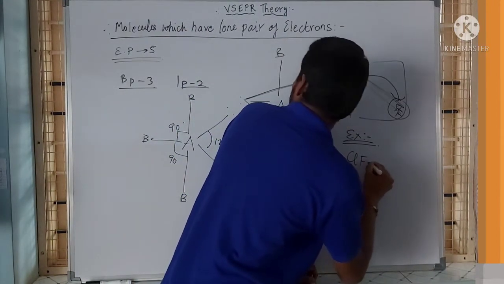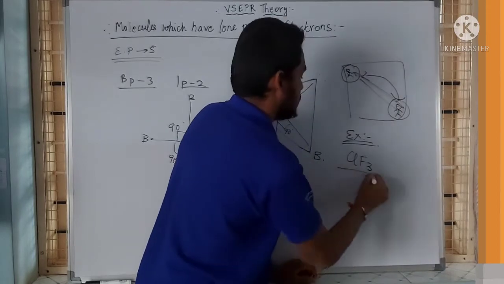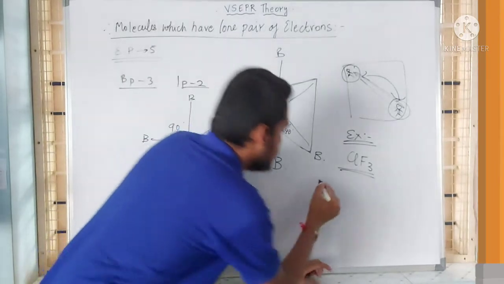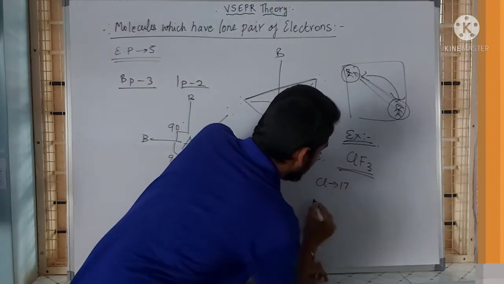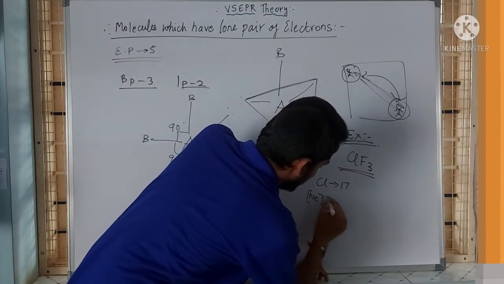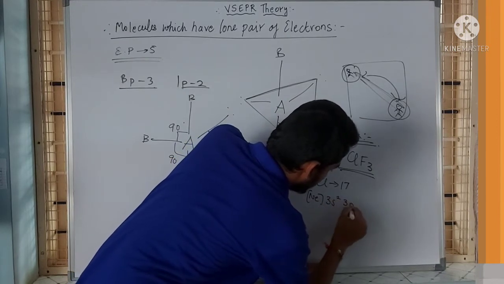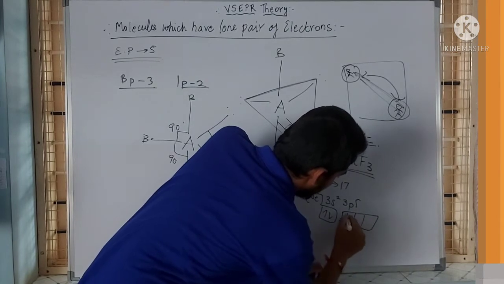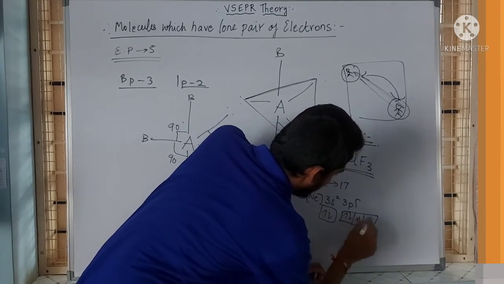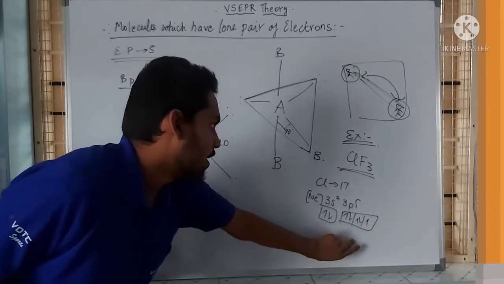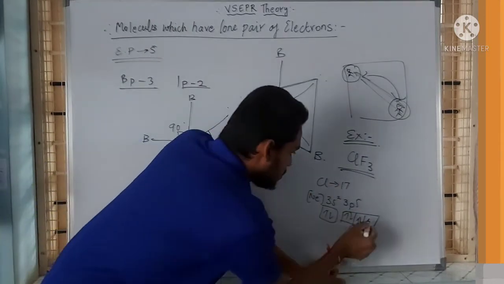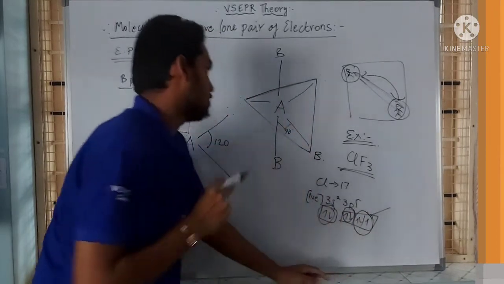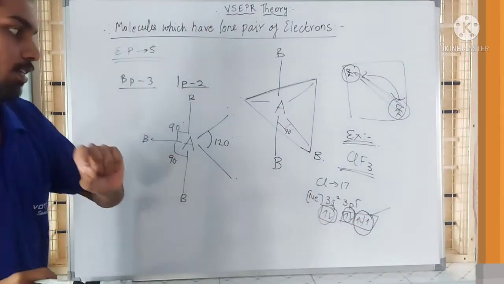ClF3. This is ClF3. Why? Chlorine has two lone pairs of electrons. How? Chlorine has 17 electrons, so it is neon core, then 3s2, 3p5. 2 electrons here, then 1, 2, 3, 4, 5. So I needed 3 electrons, right? These 3 electrons are done. I am left with 1 and 2. There are 2 lone pairs. So 2 lone pairs are present here in chlorine.